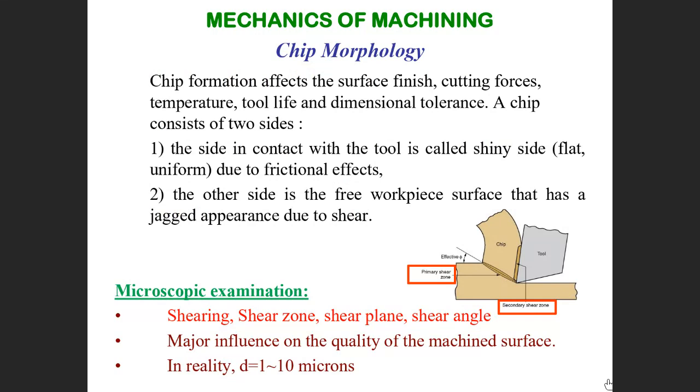Okay, guys, this is machining. Let me tell you that this chapter really is very important, so I hope you give me full attention while we have the discussion.